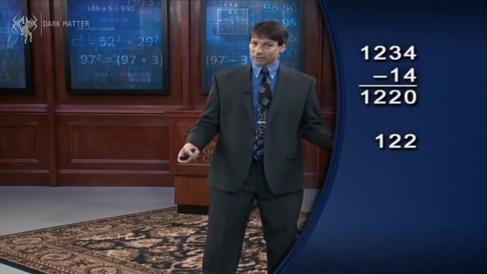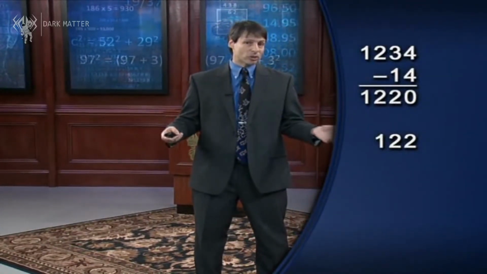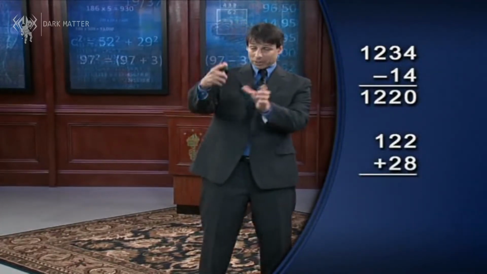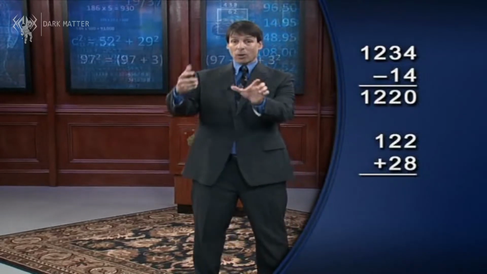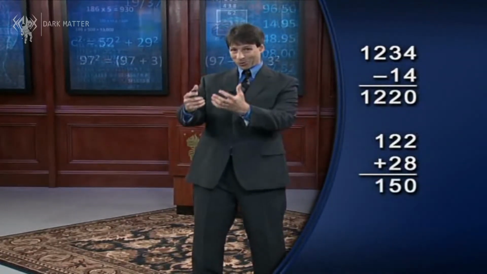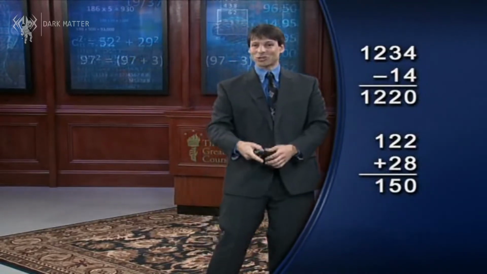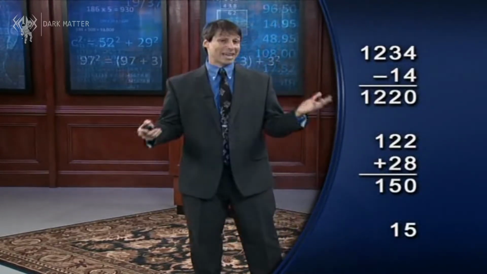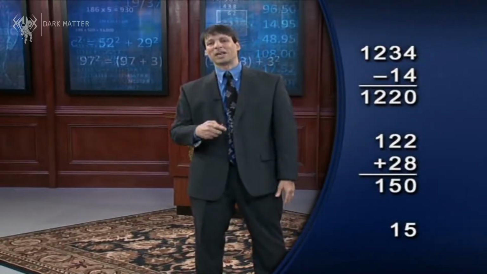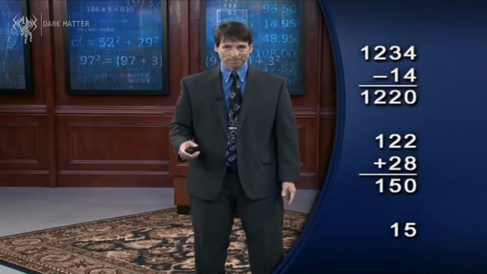Now, is that a multiple of 7? Well, you might not know, so let's create a 0. Let's add 28 to that, because 28 is a multiple of 7. 122 plus 28 is 150. You created a 0, now kill the 0 to get 15. Is that a multiple of 7? No. Therefore, the original number is not a multiple of 7.